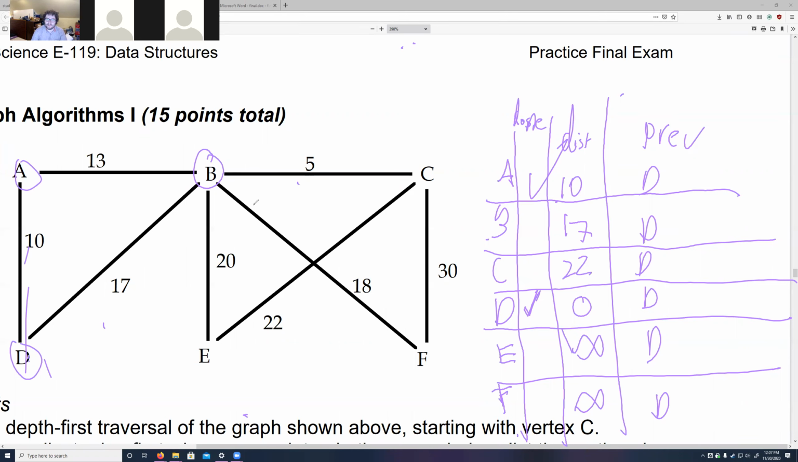What about B to F? That is 17 plus 18, which is 35. Okay, 35. And that beats infinity. And then B to E is 20 plus 17, which is 37.